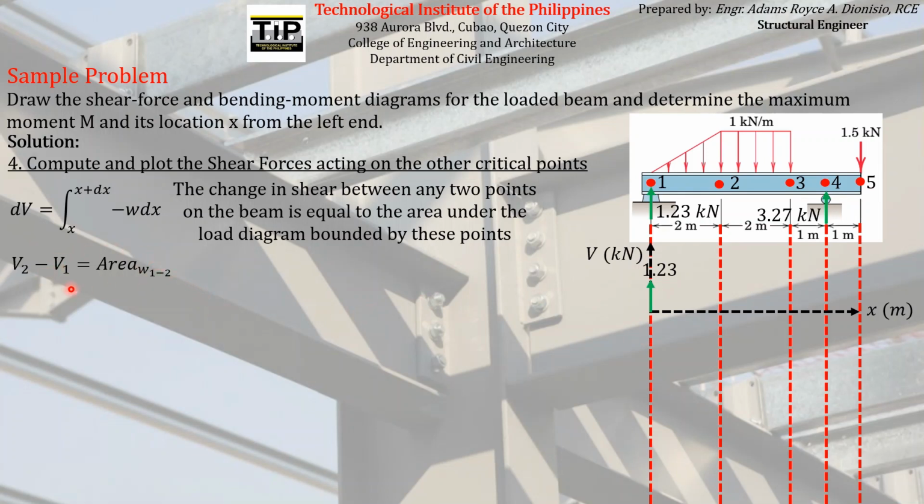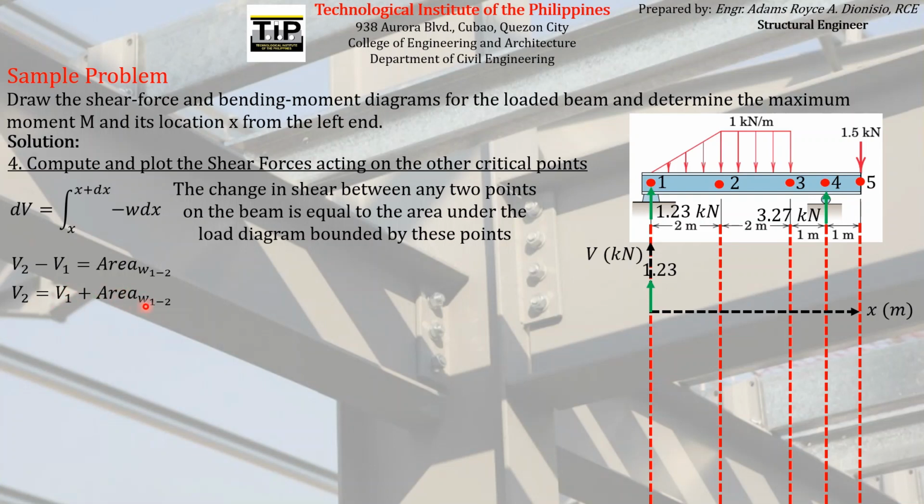So after rearranging this equation, putting negative V1 on the right side of the equation to have an equation directly computing the shear force on point 2, we will have this equation. And since we already know the shear force acting on point 1, which is this 1.23, we can already substitute that in this equation.